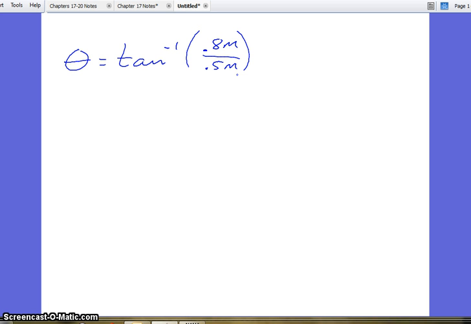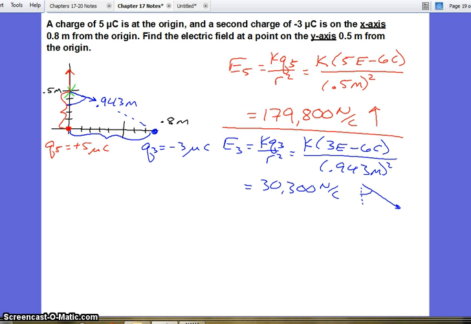So the inverse tangent of 0.8 over 0.5 is our angle, and we get our angle to be 58 degrees. So this angle here is 58 degrees. I'll label on both diagrams. Now, because this electric field is at an angle, we're going to have to find its two components.